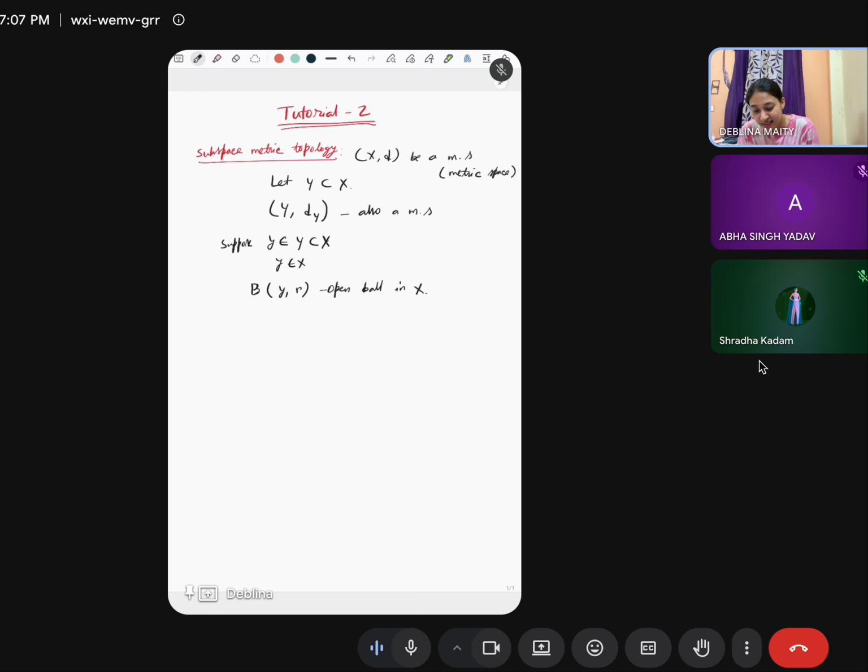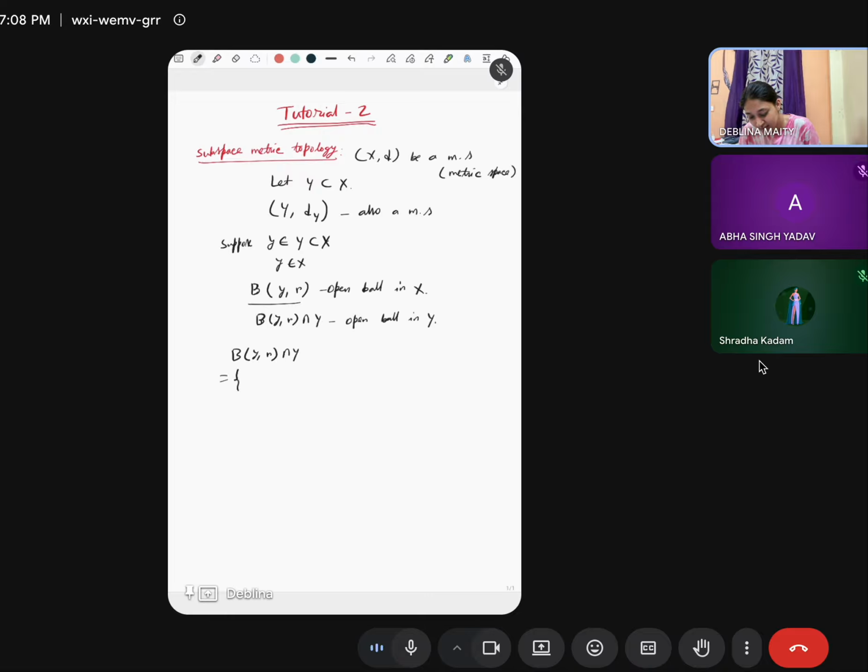Since it is an open ball, B(y, r) intersection Y is also open, it is an open ball in Y, right? Now the question is, does every open ball in Y look like this one? Means, is every open ball of Y an intersection of an open ball of X with Y? The question is this.